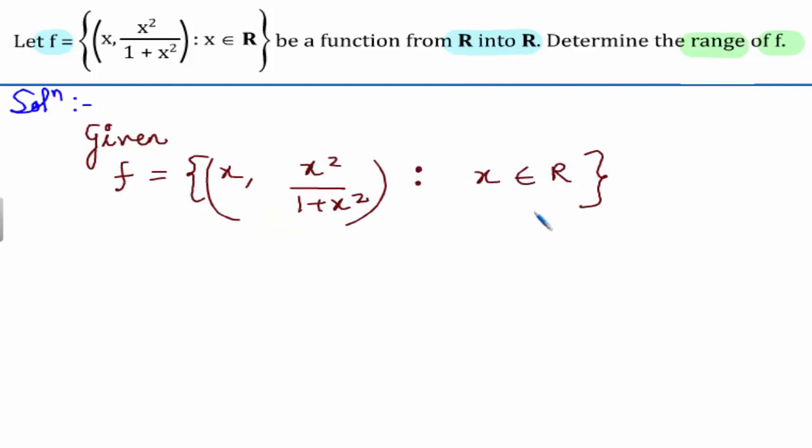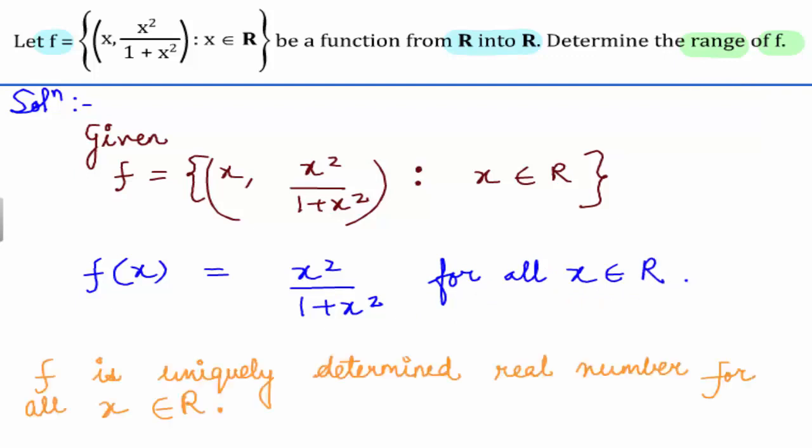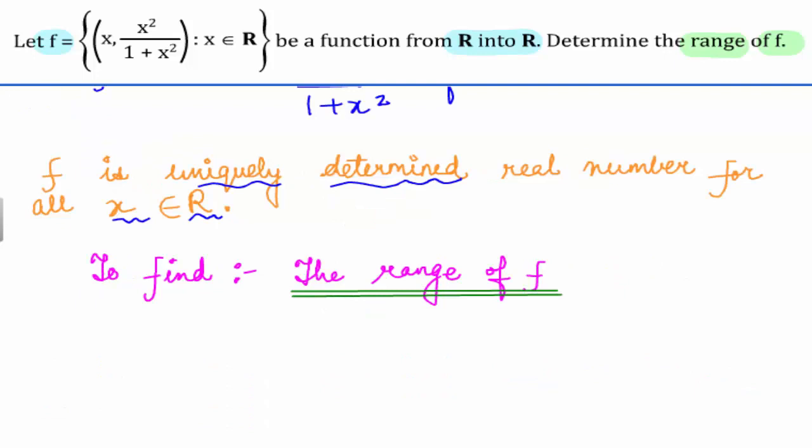So here we have the given function. This can be written as f of x is equal to x square by 1 plus x square for all x belongs to R, that is the set of real numbers. Now, from this we can say that the given function f is uniquely determined real number for all x belonging to the set of real number R. We need to find the range of the function f for all x belongs to R.